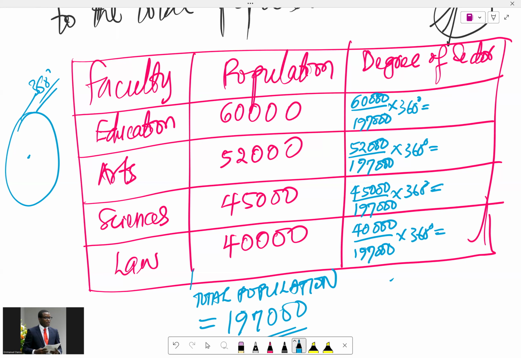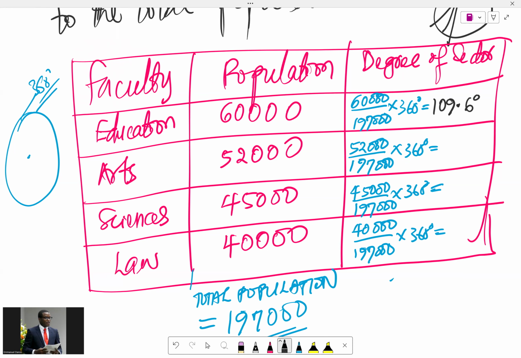So 60,000 divided by 197,000 times 360 is equal to 109. Okay, let me even change the color for emphasis. So this will be 109.6 degrees. Let's make it in one decimal place. And the next one is 52,000. Like I keep saying, don't collect someone's calculator and get into the exam or you can get thrown off balance. Make sure you use a calculator you have been used to for a long time.